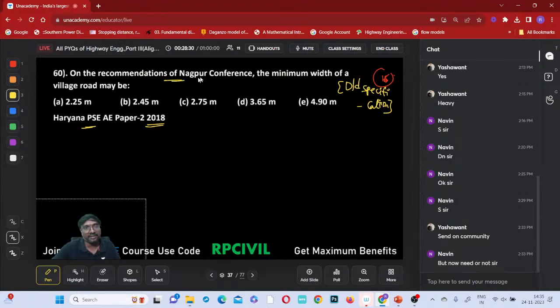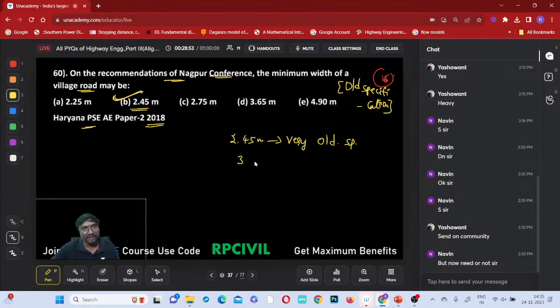On the recommendations of the Nagpur conference, the minimum width of a village road may be how much? 2.45 meters, right? Tell me. 2.45 meters as per which one? This is old, very old, not even old. Very old specifications, 1943 specifications, right?